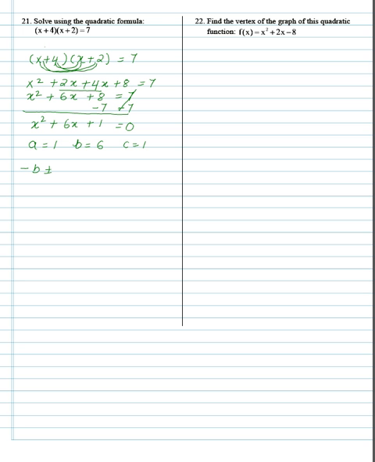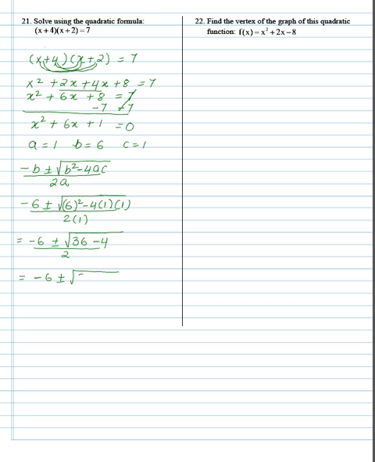Negative b plus or minus the square root of b squared minus 4ac, over 2a. Negative 6 plus or minus the square root of 6 squared minus 4 times a times c, over 2 times 1. That is negative 6 plus or minus the square root of 6 squared, which is 36, minus 4, over 2. That is negative 6 plus or minus the square root of 36 minus 4, which is 32, over 2.